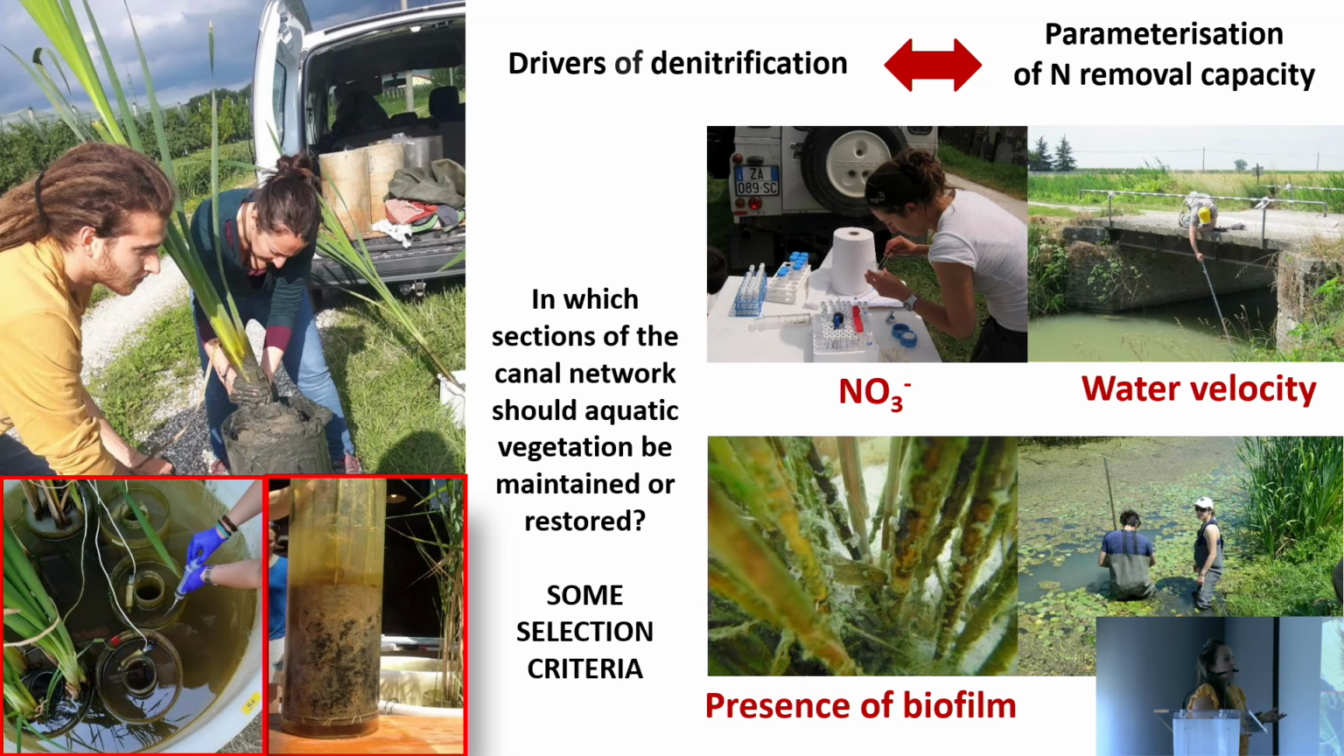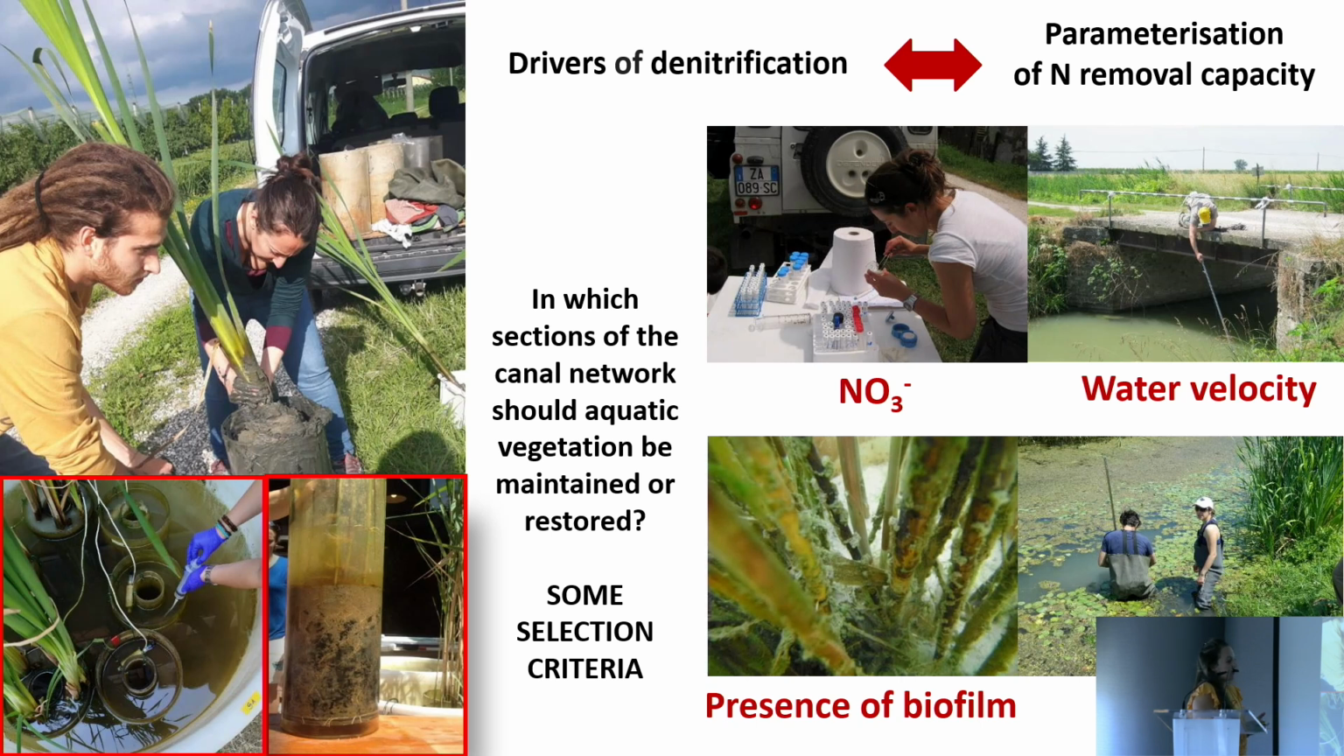And it's infeasible to think to restore vegetation in all the canal network. So it's necessary to properly select the canals where vegetation is implemented. So we need to investigate the drivers of the nitrification, and in other words, we need to parameterize the nitrate removal capacity in order to select where to maintain vegetation and when this operation is more efficient.